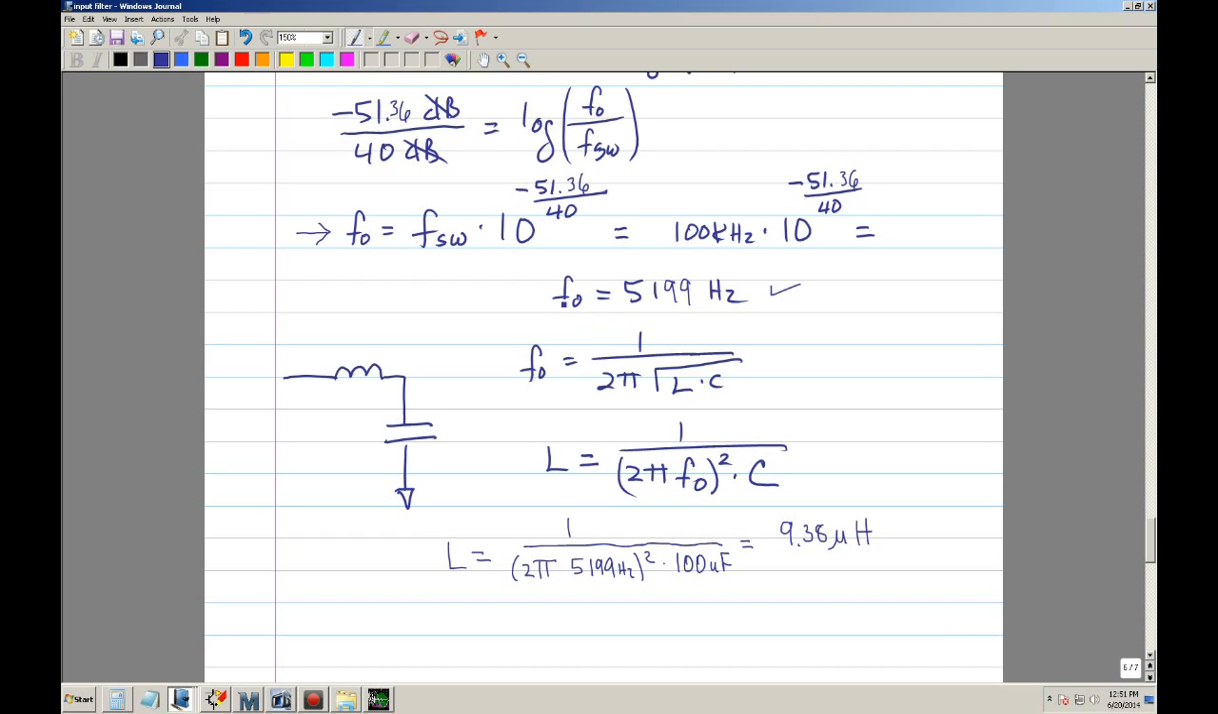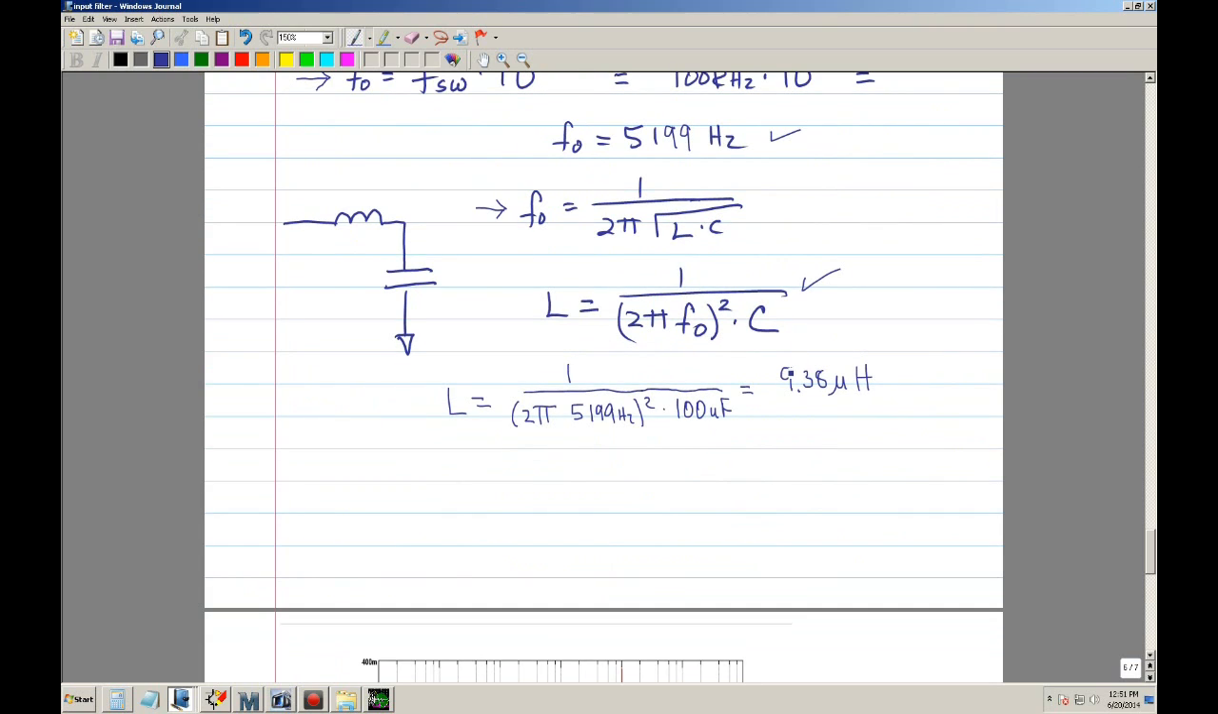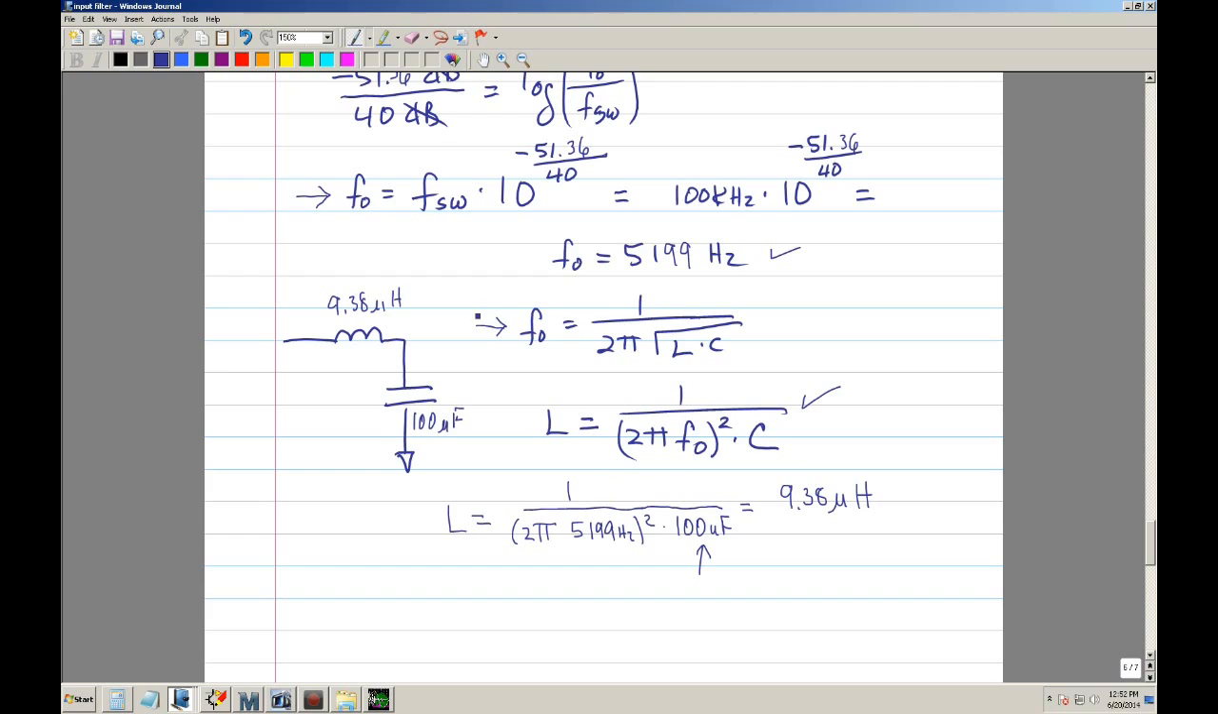Now that we have the resonant frequency, we use this equation, and in this case I choose to solve for L. I end up with L here, and when I plug in the numbers, I get 9.38 microhenries. The capacitor, I chose it to be 100 microfarad. So depending on what you select as your capacitor, you'll get an inductor that will correspond to the resonant frequency. Okay, so let me go ahead and run a simulation then.